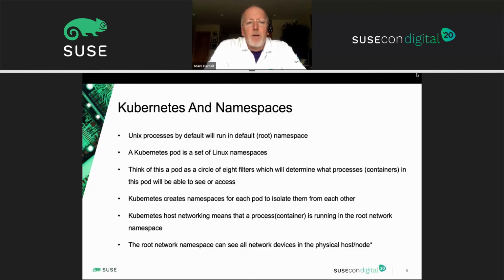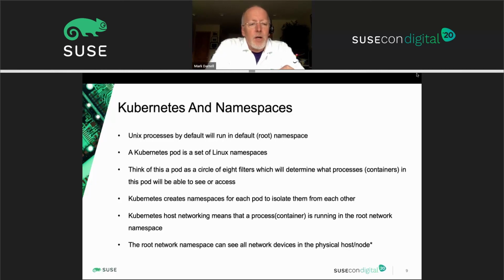Unix processes by default, when you kick off a process, it runs in the default namespace, which just happens to be, in the Kubernetes world, the root namespace. A Kubernetes pod is a set of Linux namespaces. We talked about that a few moments ago, but now I really want to drive this point home. Think of a pod as a circle of 8 filters. That prior slide showed you 8 different namespaces. Every process will have those 8 namespaces, and you can isolate a process by creating a set of 8 namespaces specifically for it, or you can share potentially some of the default namespaces, and we will describe that here in a second. So Kubernetes will create those namespaces for each pod. That allows you to isolate these processes from each other.